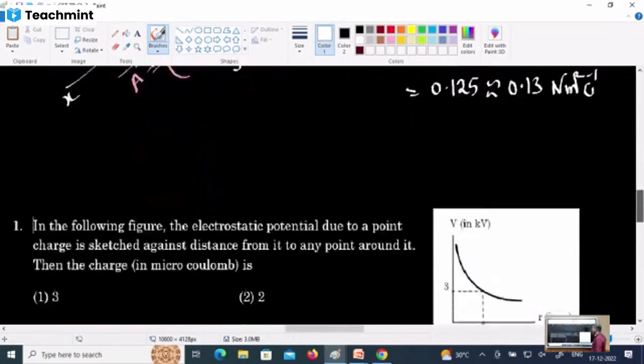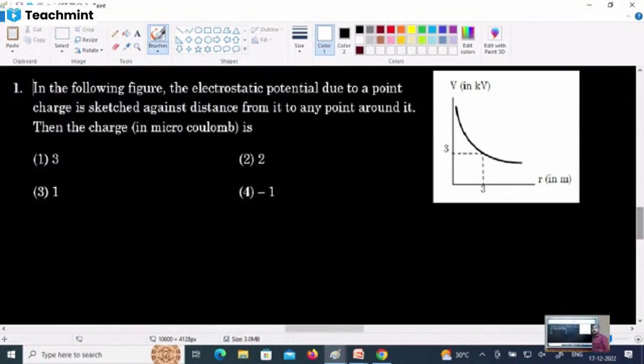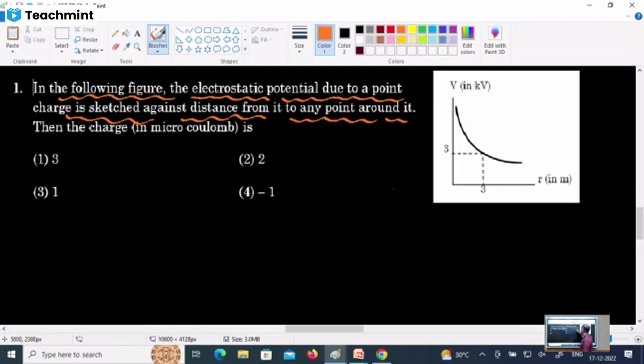We shall now come to the present chapter's questions. Each adhyaya, let's solve the questions related to it. The first question here reads, in the following figure, the electrostatic potential due to a point charge is sketched against the distance from it to any point around it. Then the charge in microcoulomb is asked. We have to find out that charge in microcoulomb.